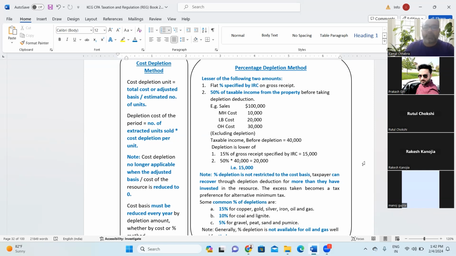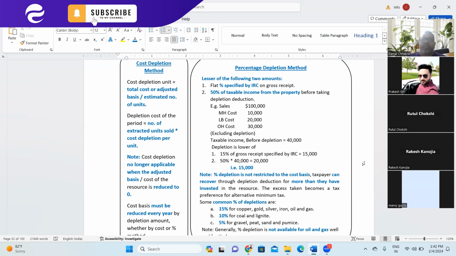So the estimation of units is very important, and the total cost which you have incurred, including the purchase cost plus, as one of you was telling, any dismantling charges, right?